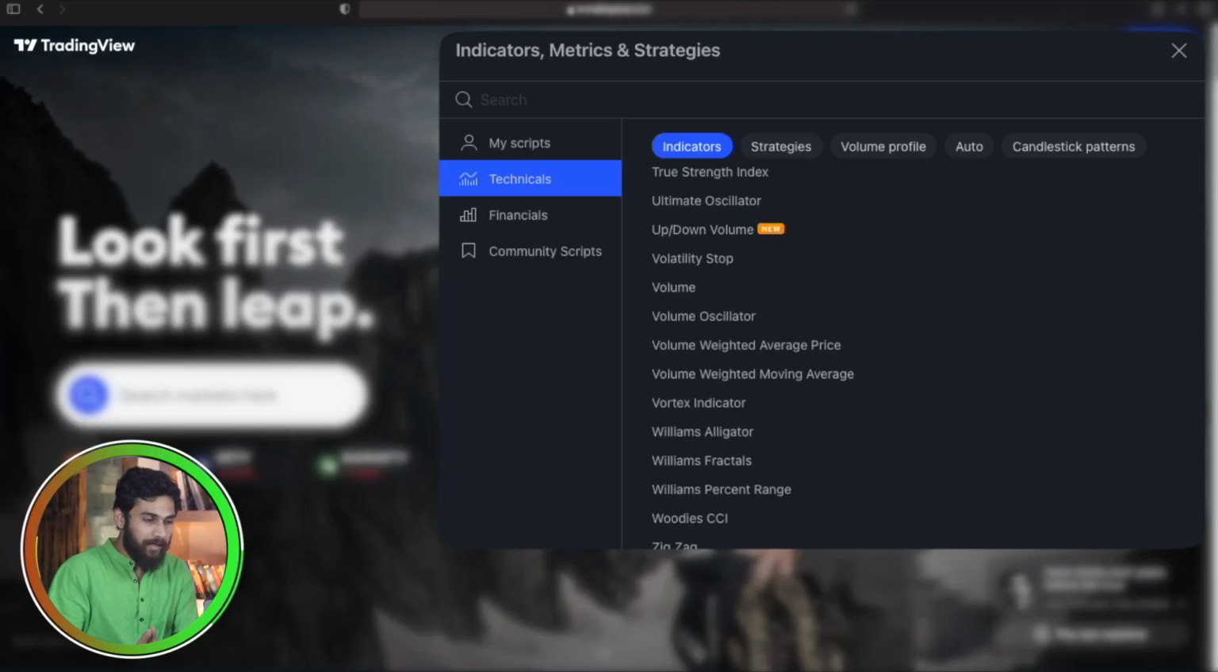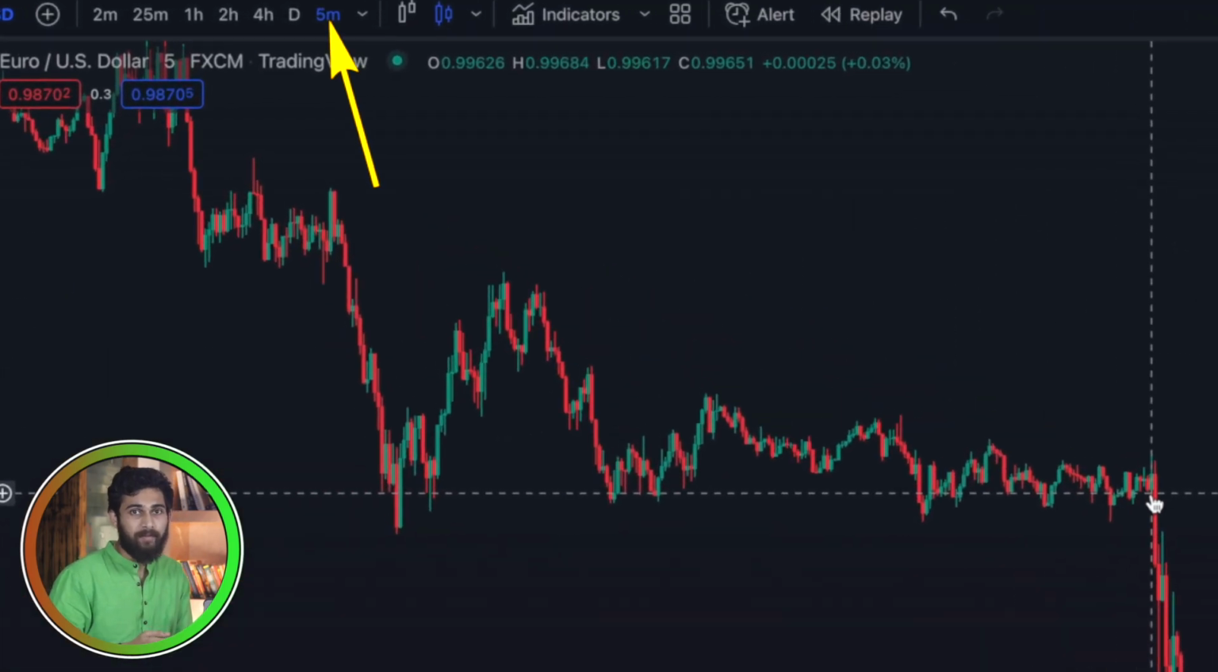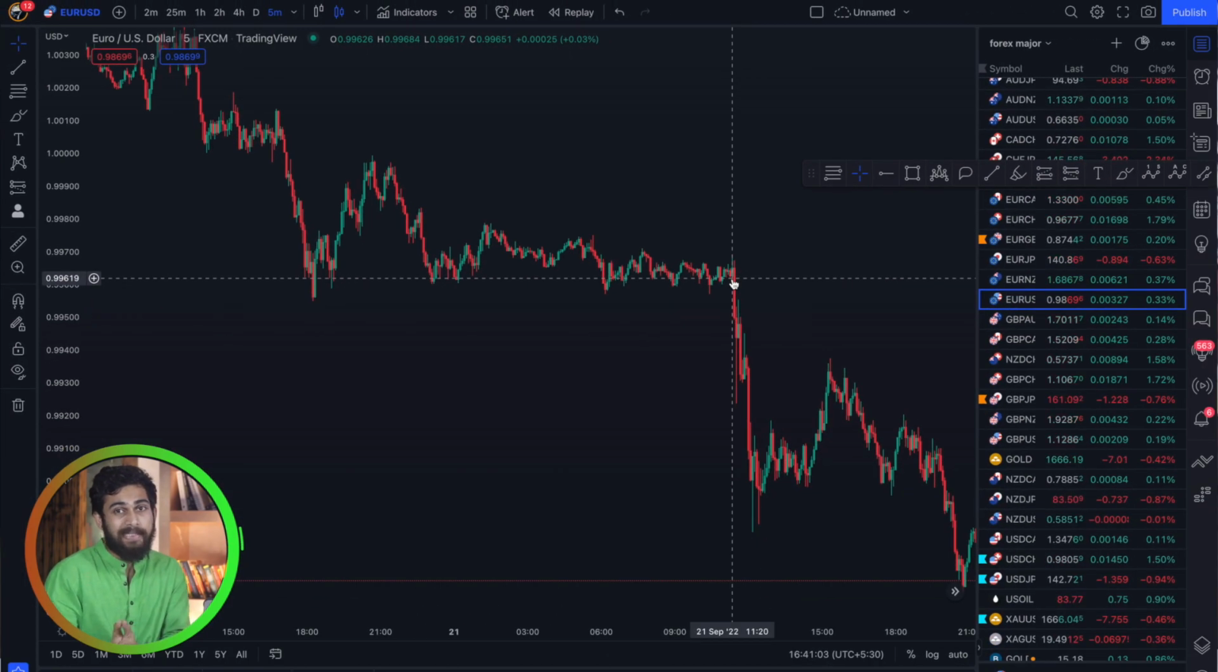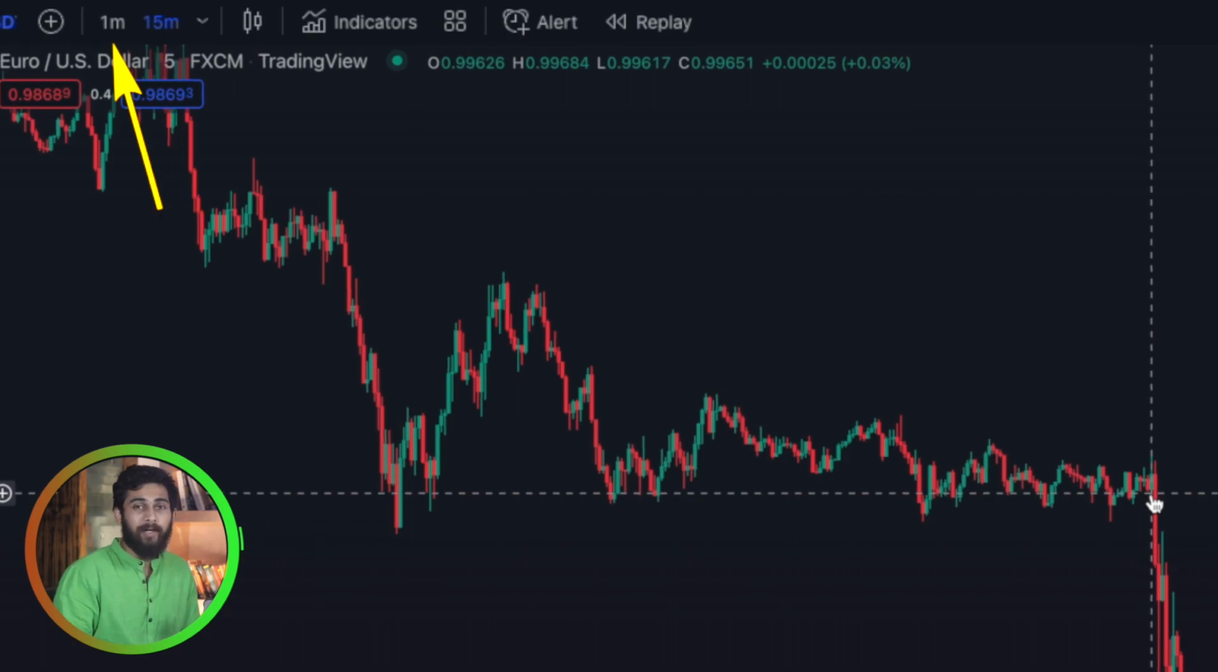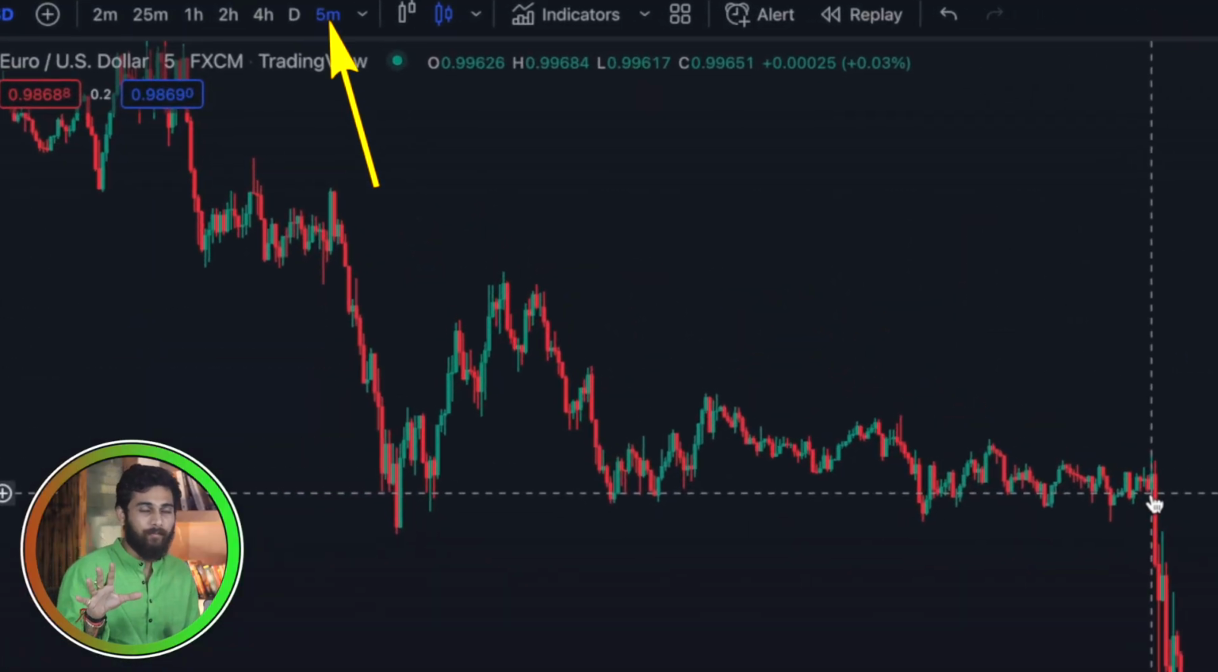Now, before we add the indicators, let me tell you that this strategy works best on 5-minute time frames, and I have backtested this mostly on the 5-minute time frame, and I have got insane results. But you can also use this on 15 minutes or 1-minute time frame, but that depends on how the strategy works for you. So I will suggest to use it on the 5-minute time frame only.